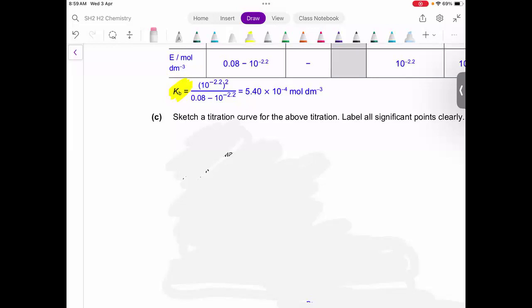Why can't we use this equation for any table? You can, but this one you have to work with the equilibrium. So you don't rearrange. Is it drastically different? It's 5.40, 4.90.